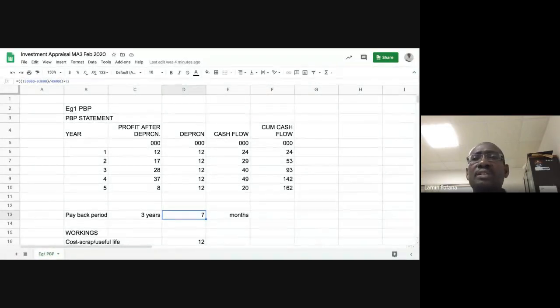What is accounting rate of return, class? Class, are we on the same wavelength? What's the accounting rate of return? I think some of you have done this before. Is that not the case? That's my assumption.